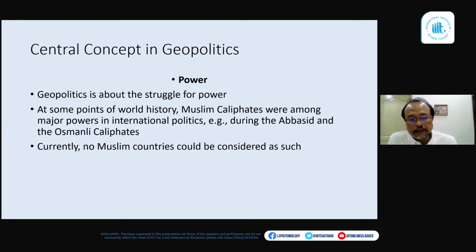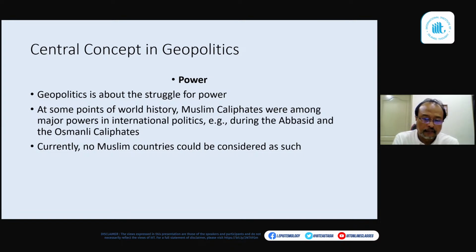But in addition to this great power category, we have also this category of middle powers. Probably some of the Muslim states can be considered as such: Indonesia and Malaysia in Southeast Asia, for example, Turkey, especially in the region we now refer to as the Middle East, because some scholars have also considered Turkey to be part of the Middle East. And this is part of political geography or geopolitics in that sense.